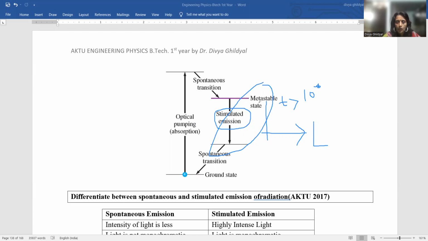Be very careful. Only that transition which is happening from the metastable state to the next energy level will be emitting laser light. These transitions will also emit light, but that is not going to be laser light. You have to be careful about this point when you are drawing the energy level diagram in your final exam. So the laser transition happens from the metastable state via the process of stimulated emission of radiation, not the spontaneous one.